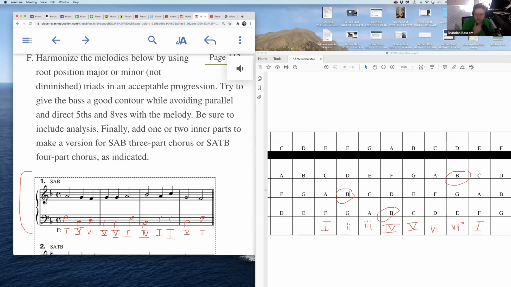All right, so now we need to check for parallels, right? And direct fifths and direct octaves. So let's play this and see what it sounds like.